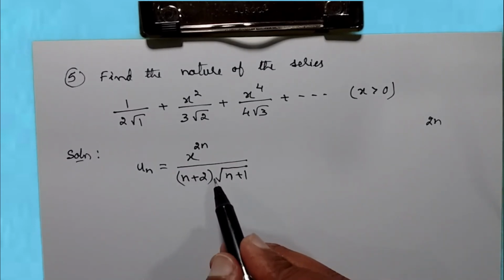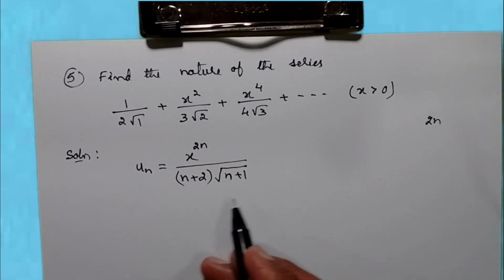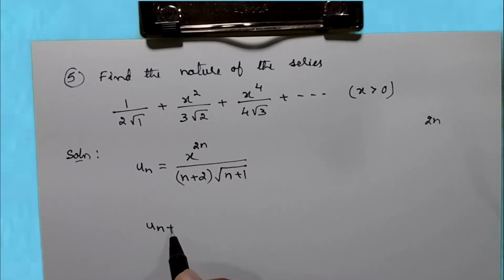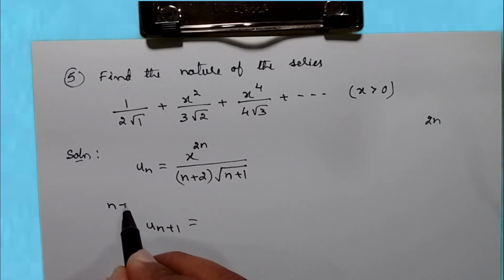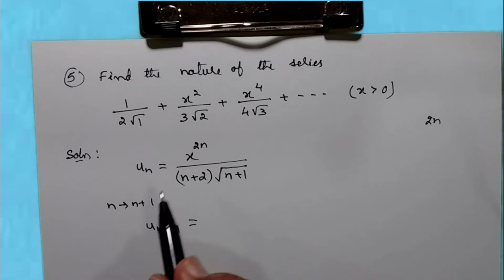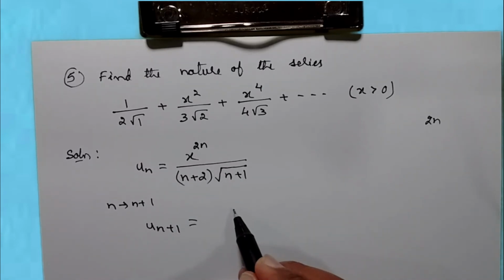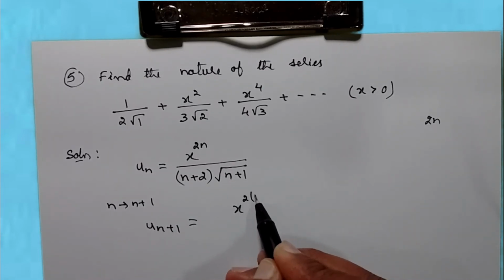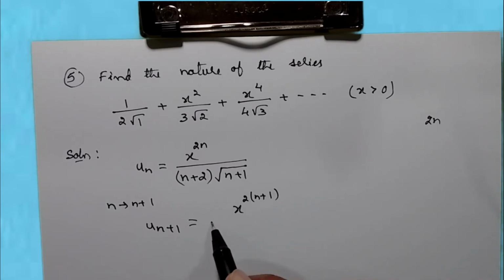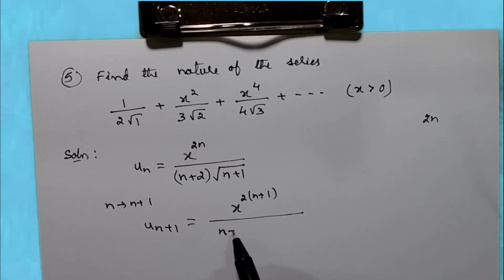So once the un value is known, you can find out the un plus 1 value. So un plus 1. Just shift the value of n as n plus 1. Replace n with n plus 1. We will get x power of 2 times n, where the n value will be n plus 1, whole divided by n plus 1, and this plus 2 as it is, root of.